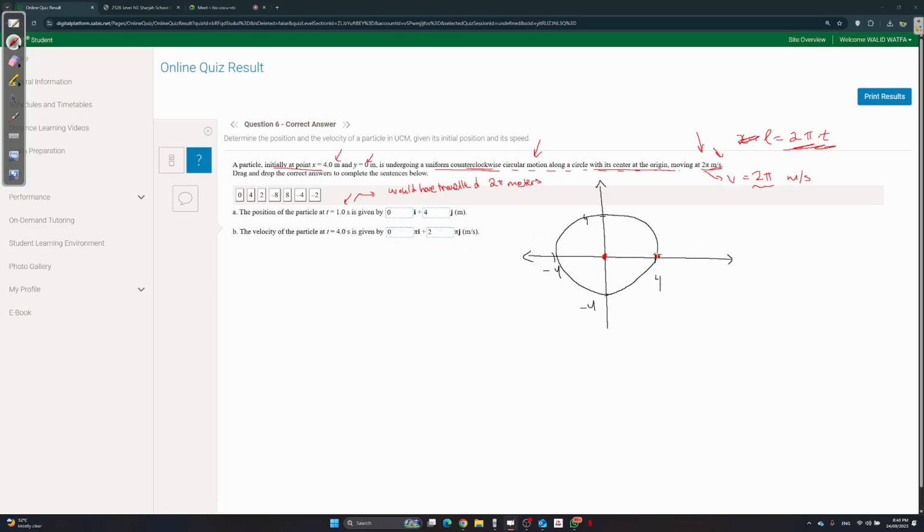And we're moving counterclockwise. So it's going to go like this. But the question is, where will it end? After 1 second, where is it going to reach? So here's what you think, okay?